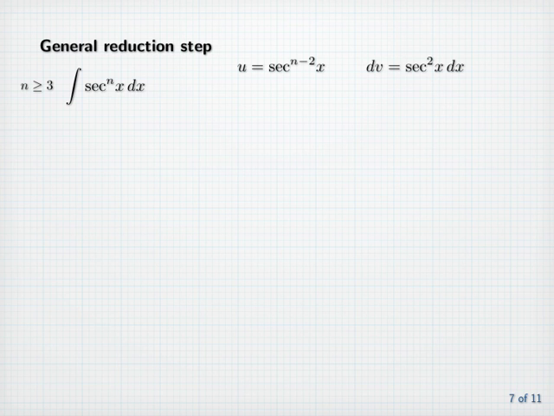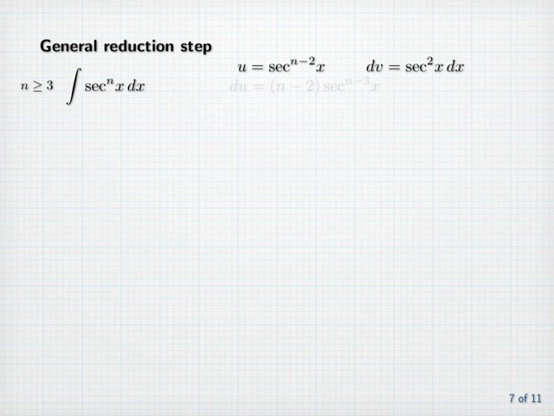So now let's consider the general reduction step. Say we have the integral of the nth power of secant x dx, where that power is at least 3. We approach this by parts by setting u equal to the n minus 2 power of secant x and dv equal to secant squared x dx.